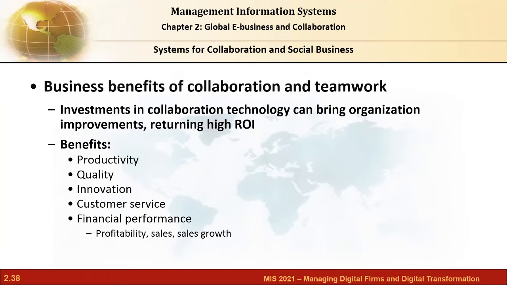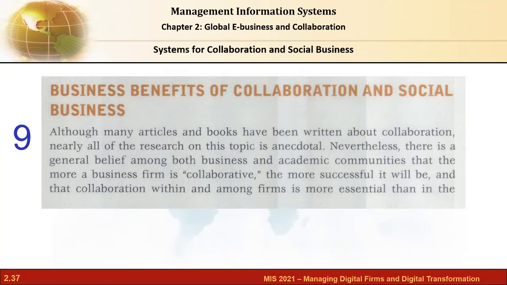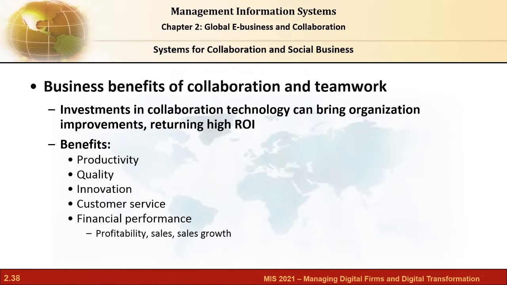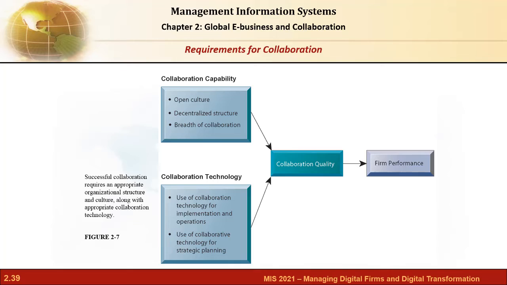Okay, so if we invest in collaboration and social business, we can increase productivity, quality, innovation, customer service, and also profitability, sales, and growth. Right. So we need collaboration technologies. We need to create collaboration capability to finally increase firm performance. For productivity, we increase productivity through collaboration. We have information systems to enable collaboration and social networks, and then we can increase productivity.